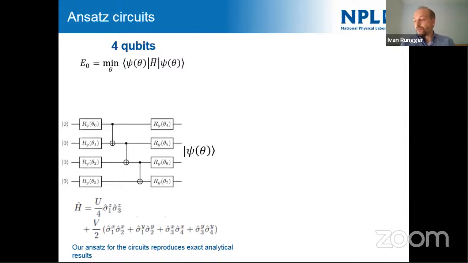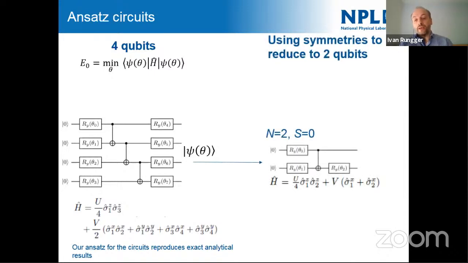But then what we found is that the results are very noisy. And so we said, well, let's just test and benchmark: can we use symmetries of the system to reduce the number of qubits and reduce even further the circuit depth? And yes, one can do that because we know that the ground state has 2 electrons and a spin of 0. So if you apply this knowledge to your Hamiltonian, you can restrict the total number of states. You can reduce the size of the Hamiltonian to what is written here, to a 2-qubit Hamiltonian.